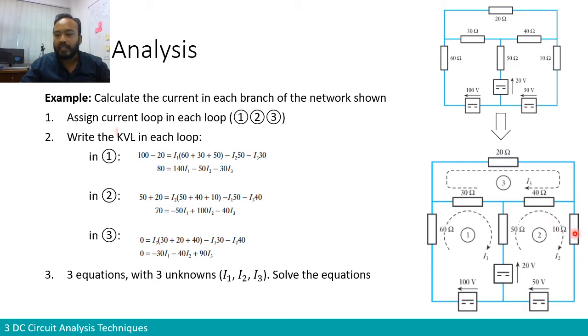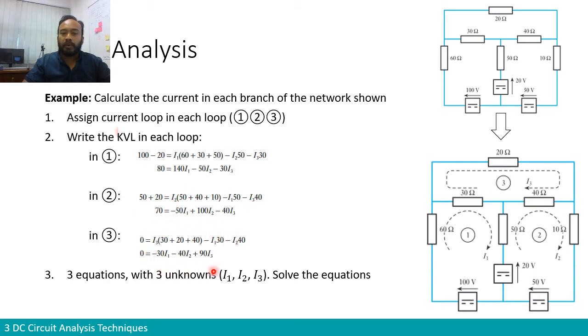And then the resistor of 10 ohm is not adjacent to any other loops. It's only in interaction with current I2. Therefore, you have I2 multiplied by 10. So that's where we get this equation over here.